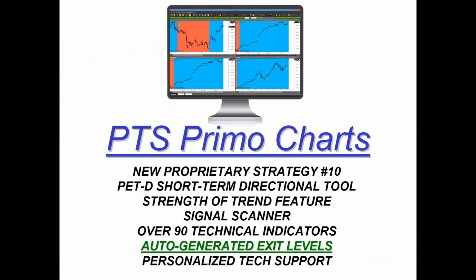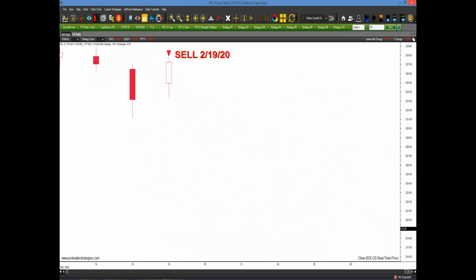Now, this is just one of the ways to exit. And remember, I told you I have upwards of 7 different exit techniques. This is just one of the techniques, but we've automated it on our platform. So whenever you get a signal, for example, this one in GS, Goldman Sachs, as you can see, a sell signal was generated on the 19th. This was last Wednesday to go short, GS.